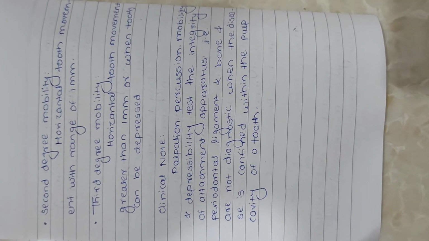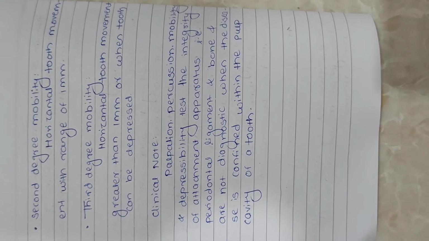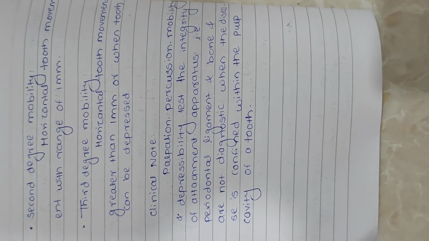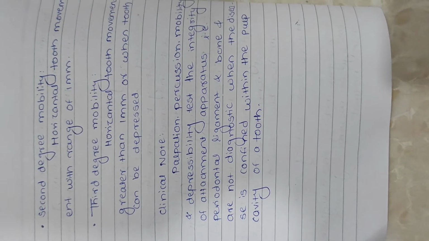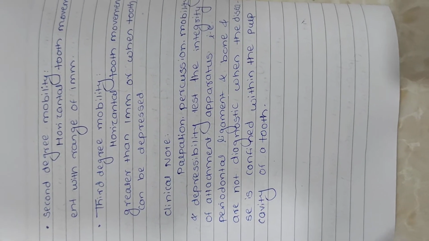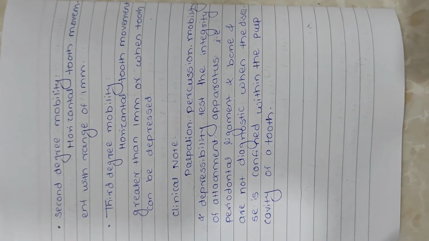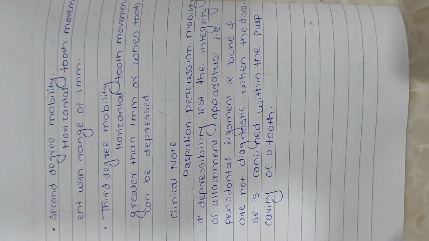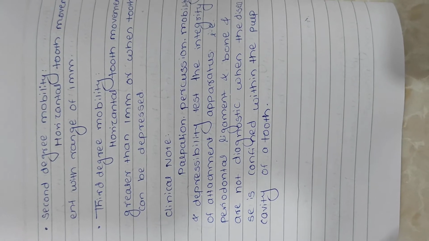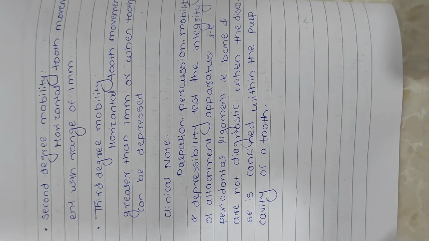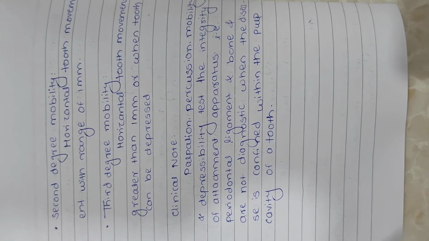Clinical note: palpation, percussion, mobility and depressibility tests assess the integrity of the attachment apparatus, that is the periodontal ligament and bone, and are not diagnostic when disease is confined within the pulp cavity of the tooth. It means when disease is limited to the pulp cavity, all these tests are negative. They are diagnostic only when the disease has extended to the periodontal ligament.